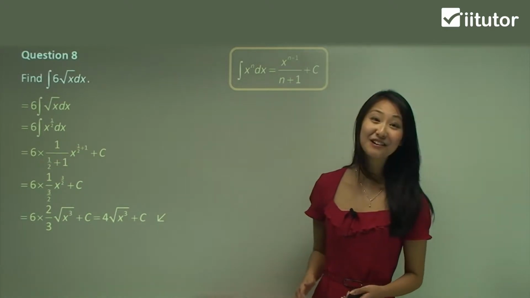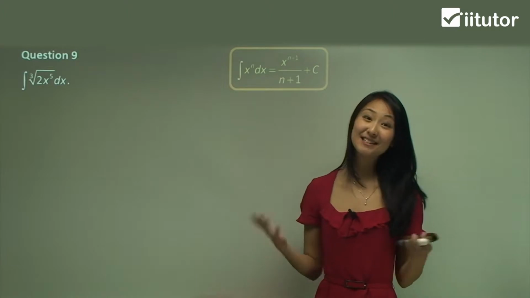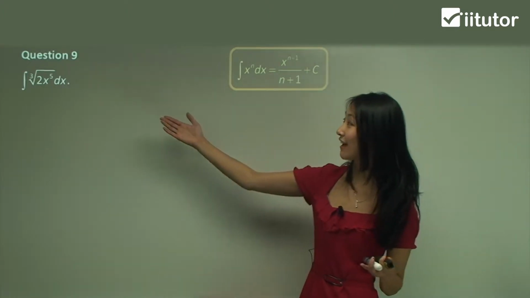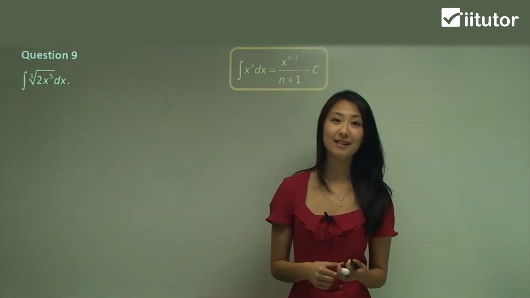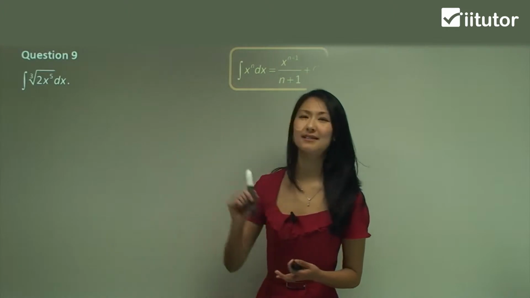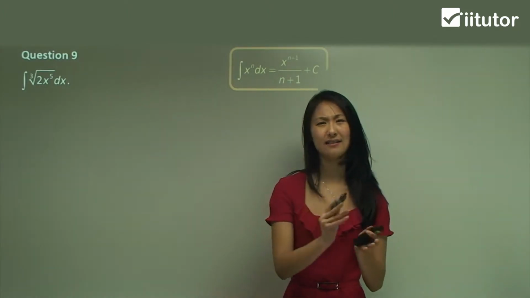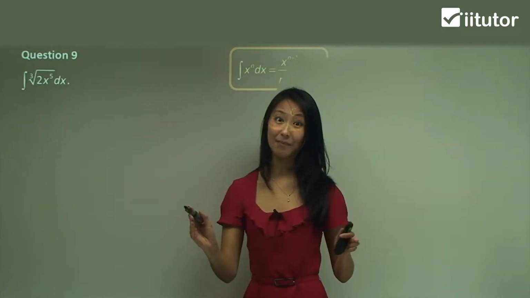Okay, all right, let's go on to the next question now. So in question 9, it's going to be similar to question 8, except a little bit more complicated in the way that we have the integration of the cube root of 2x to the power of 5 dx. Now, we have the 2 inside, so that makes things difficult because we can't really take that 2 outside by itself. So what we need to do is actually split up the surd.